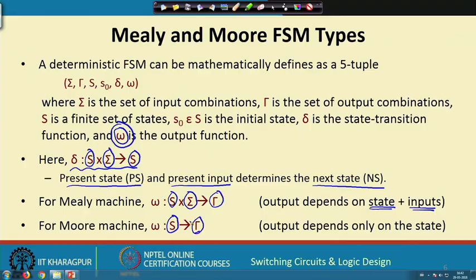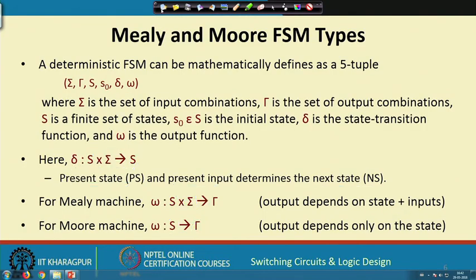Well, a classic example is a traffic light controller, where there are some states which you are going through, and depending on which state you are in, either the red or the yellow or the green light glows. It is not that you apply some input and depending on that you decide which light to glow, not exactly like that. Okay. So, Mealy and Moore machines are 2 different types of machines, and these are the formal definitions.